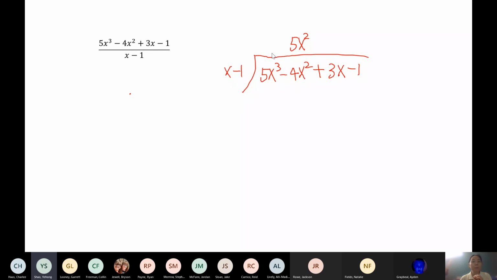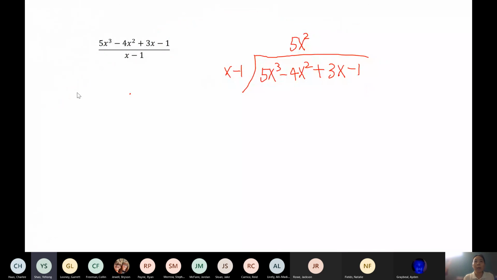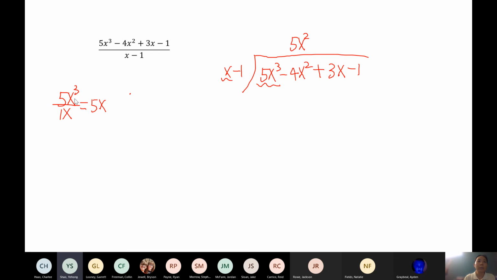Okay, so if anybody is still not sure how to figure out 5x squared, the quotient part, remember the first step: you divide the first terms, the terms with the highest exponent. So you divide them to get the quotient. Like what Aiden just said, you take 5x cubed, divide by x. 5 divided by 1 is 5. x cubed divided by x gives you x squared. So that's what you put on top of the line as your quotient. All right, now next step.